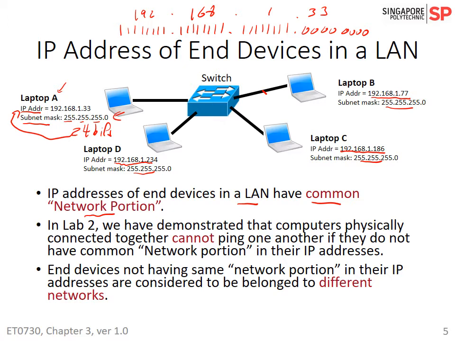Okay, and when we tried in lab 2, we realized that if they are in different networks, this means that they do not have a common network portion. They can't ping each other. When they have different network portions, this means that they belong to different networks. This concept is very important in this chapter 3, when we talk about routing packets between different networks.